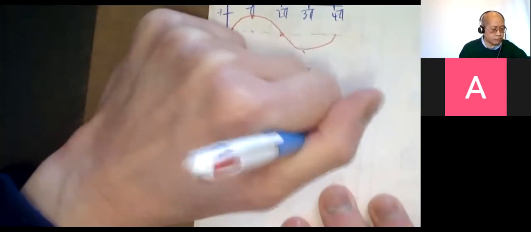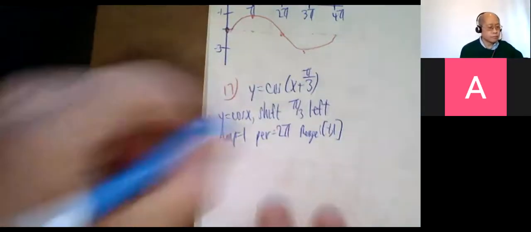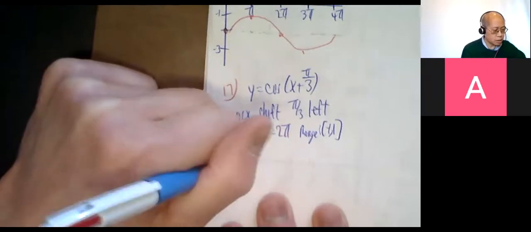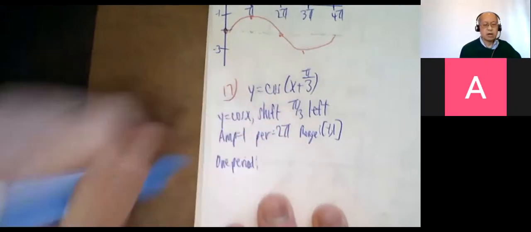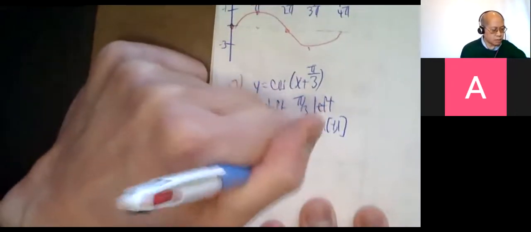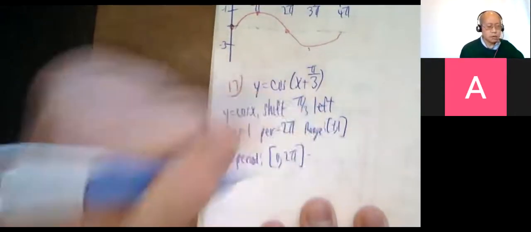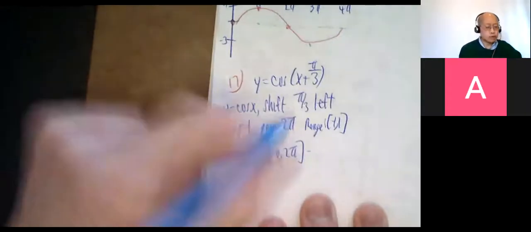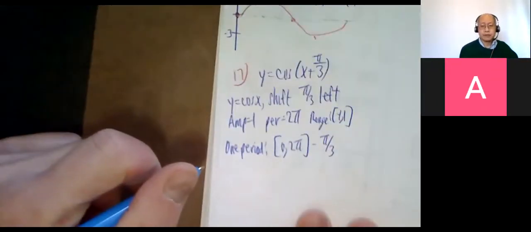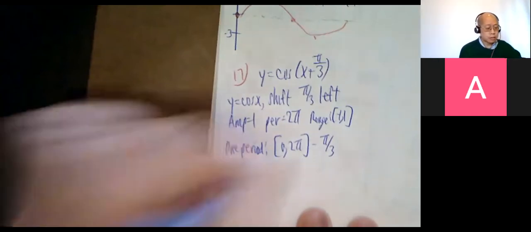The range is from -1 to 1. But this time for one period, well, what I'm used to is going from 0 to 2 pi, right? But you have to subtract pi over 3, which is a little bit clumsy, okay?